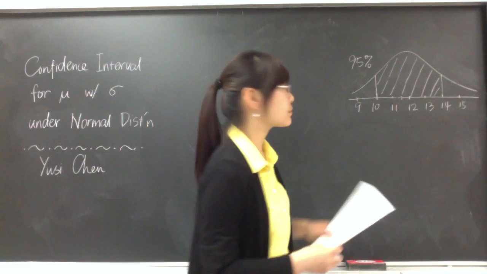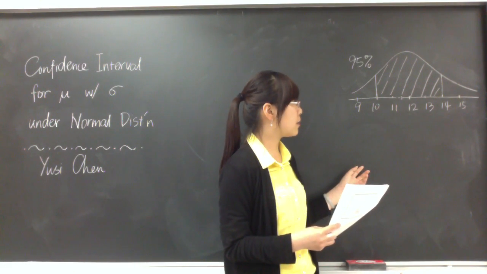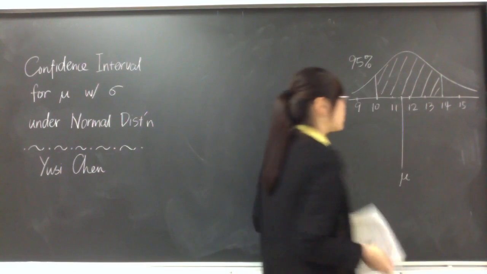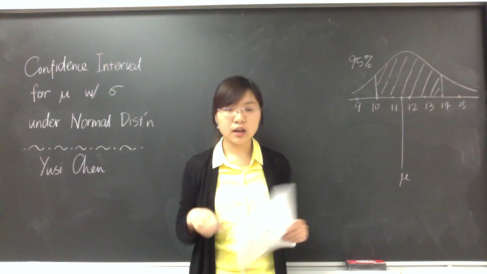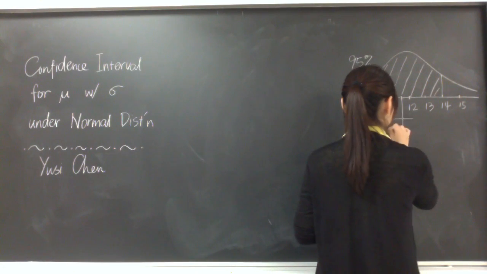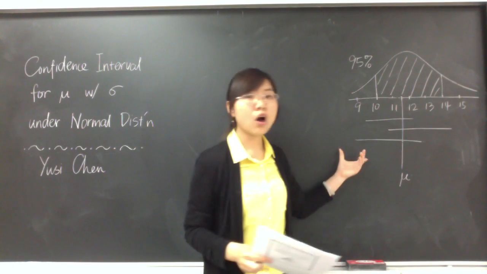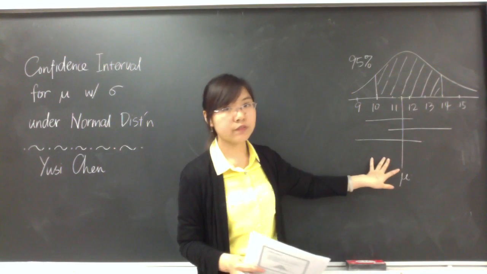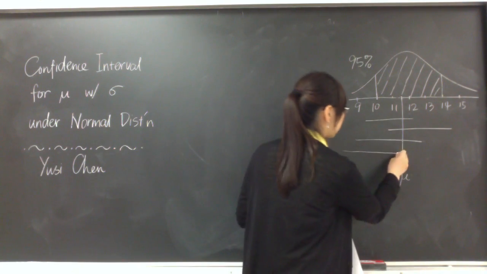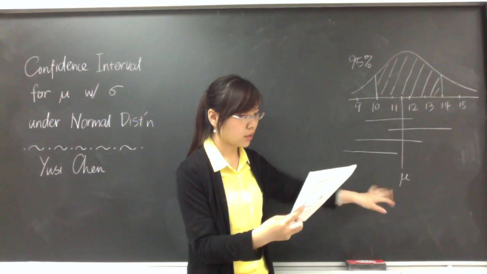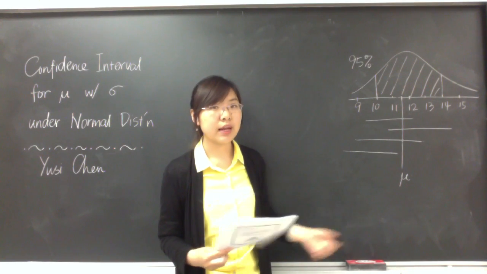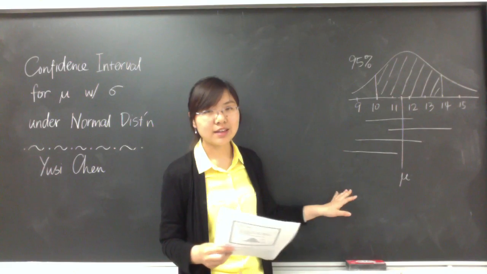Here is another way. If we assume that the true population mean is 11.5, which is here, and we repeatedly draw samples of size n and calculate 95% confidence intervals for each of those samples, the picture will look like this. All these lines stand for a confidence interval. So these lines cover the population mean, but sometimes it does not cover the population mean. This indicates that the sample does not represent the overall characteristic of the population, and it is doing a bad job estimating the population mean.